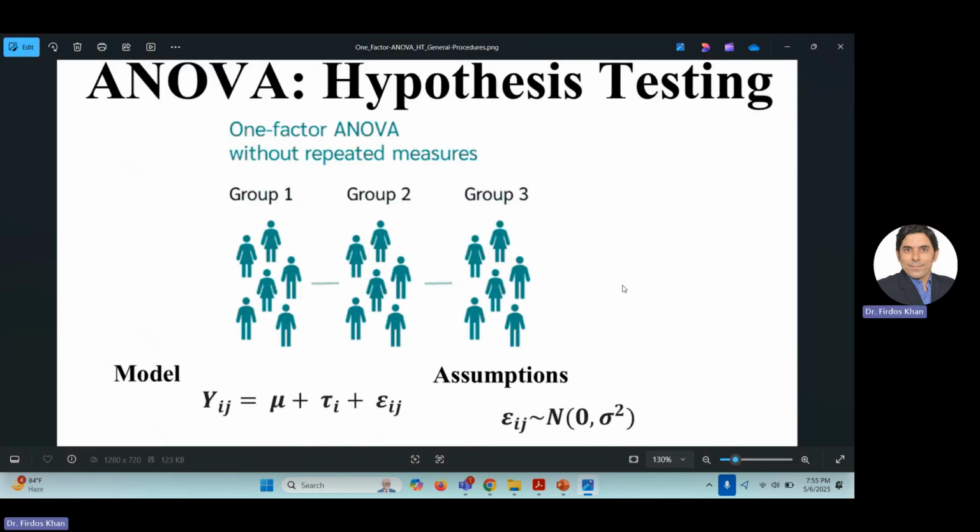So this is all about the theory, or you can say the general procedure, of hypothesis testing under one factor analysis of variance. We will have an example with the data, so then perhaps you will understand very clearly what is meant by this and how we can do this.